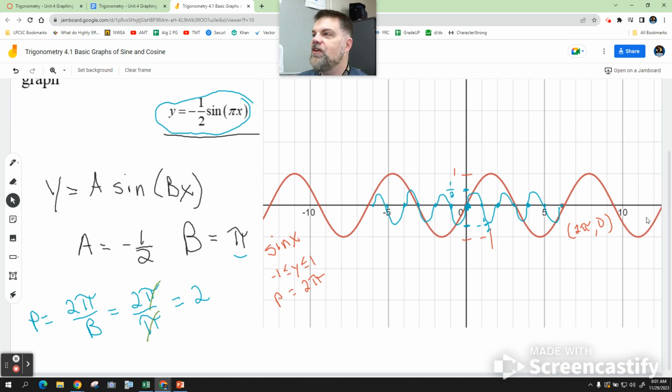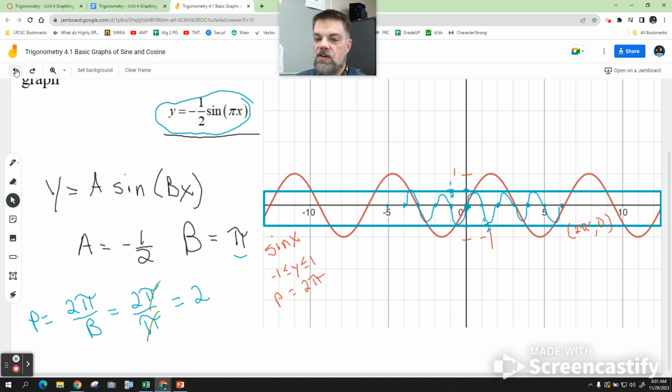Oh, you're right. You know what? I forgot it was negative. We're supposed to flip it, so we have to do it backwards. My bad. So let's undo all this stuff. Thank you. I forgot all about it. The student raised her hand and said, "Don't you flip it because it's negative?" That is absolutely correct. So instead of going up and down, we have to go down first.